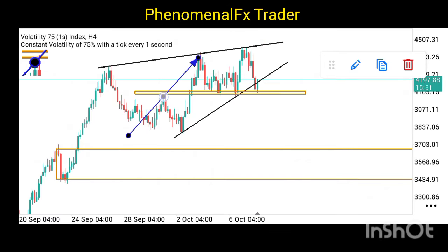It looks like a double top here. This is the first top, this is the second top. So meaning there's a chance the market would want to sell. But right now, if we want to depend on this, we have to wait for the market to break and close below this zone first.